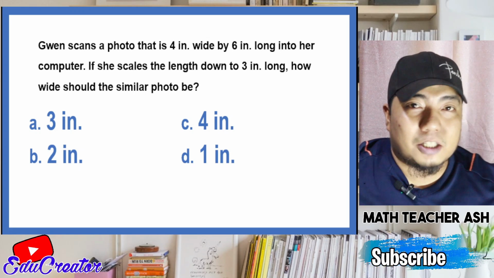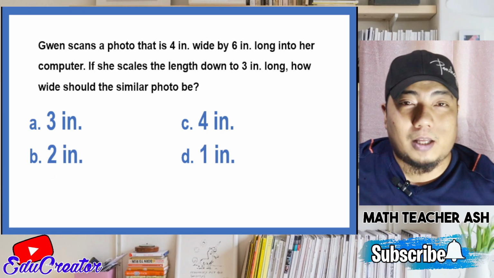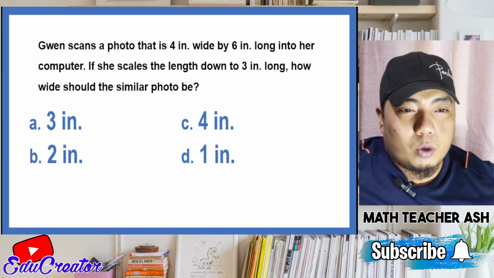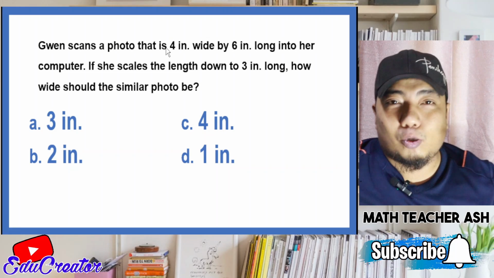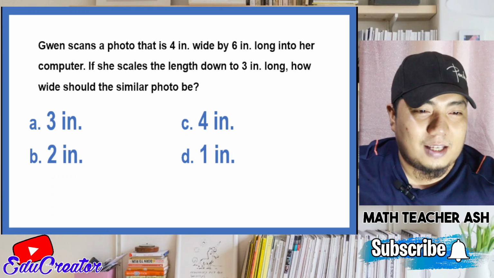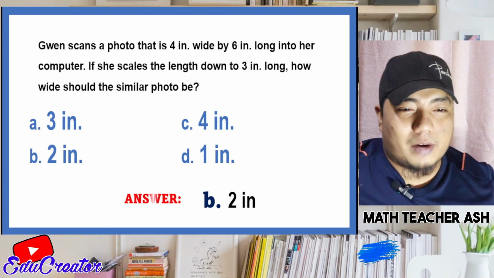So that is just by dividing by 2. So with the same concept, we will divide our 4 here by 2, and we will get the answer 2 inches. And that is letter B. Let's check whether we are correct. All right.